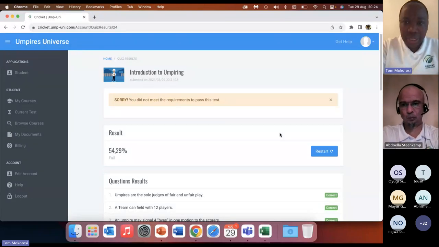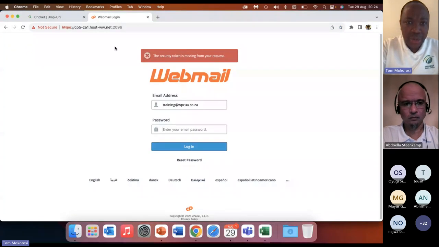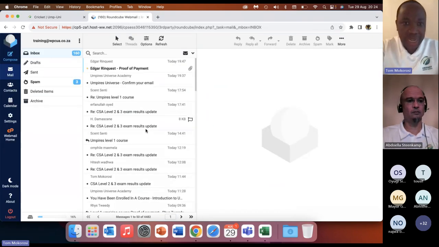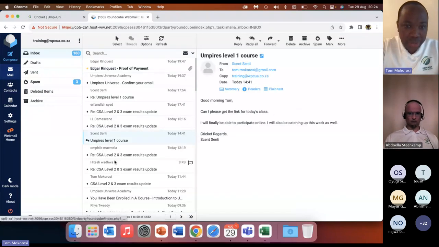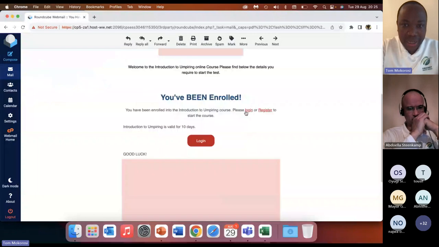And as mentioned, if you do not pass on your first attempt, then please take a break and come back again on a next attempt. And how you can do a next attempt is, if you go to your email that you got on Monday the 4th of September, then because you've already registered, you can go to the very first email, and from there you can click on login.